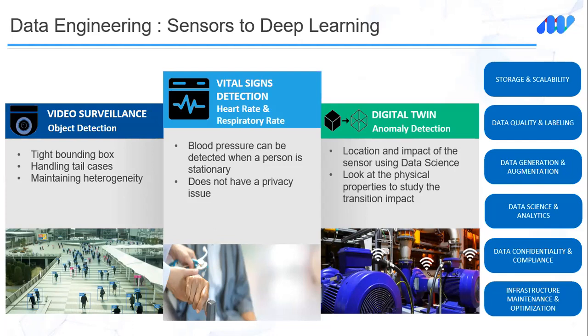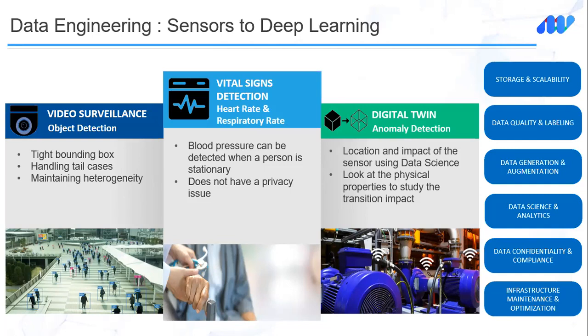I'll bet there are very different issues that are encountered in the digital twin anomaly detection use case. Indeed, here important considerations include the location of the sensor, modeling the physical properties of the object to predict the behavior in the real world environment. Thanks for the elaboration, Raj.